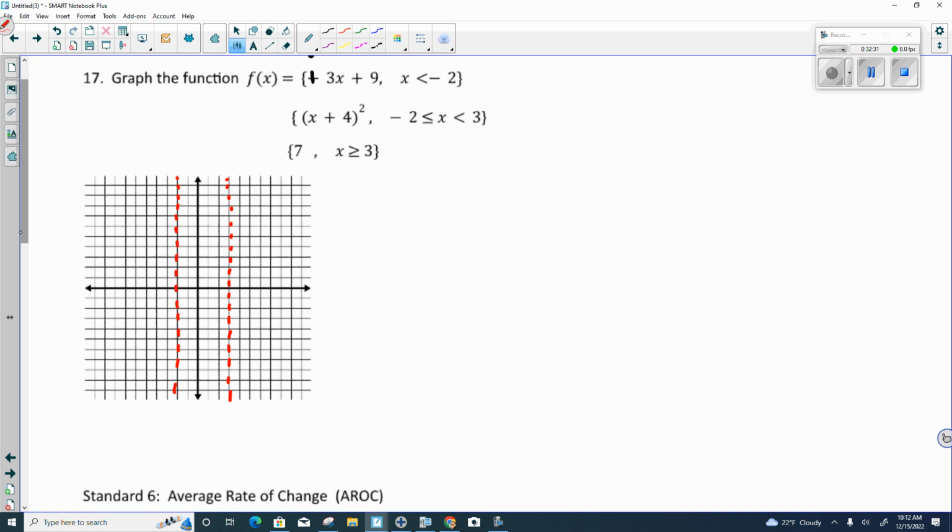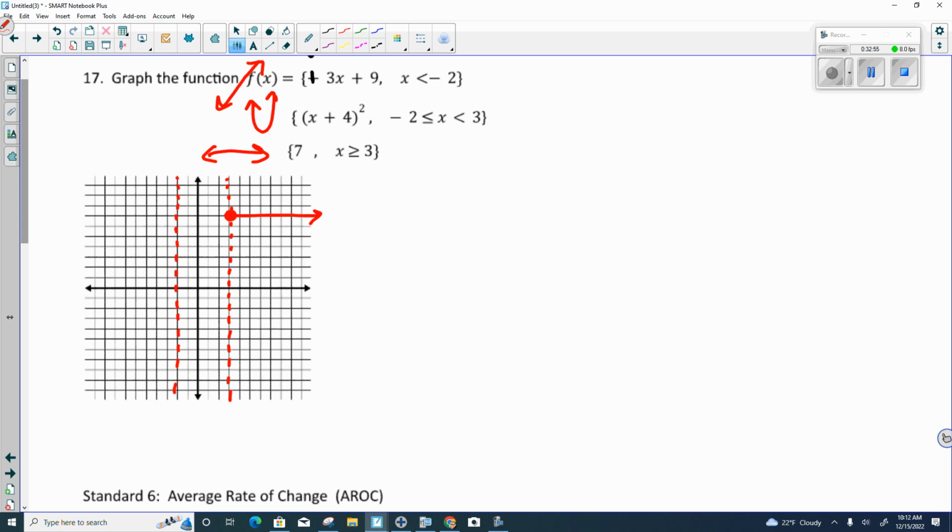All right, what does it look like? This is linear, so it's going to be some type of a diagonal line. This is a quadratic, and this is a horizontal line. I like to start with the horizontal lines because they're dang easy. So 1, 2, 3, 4, 5, 6, 7. I don't even know if I counted that right. And then I'm going to check here. It's greater than or equal to.